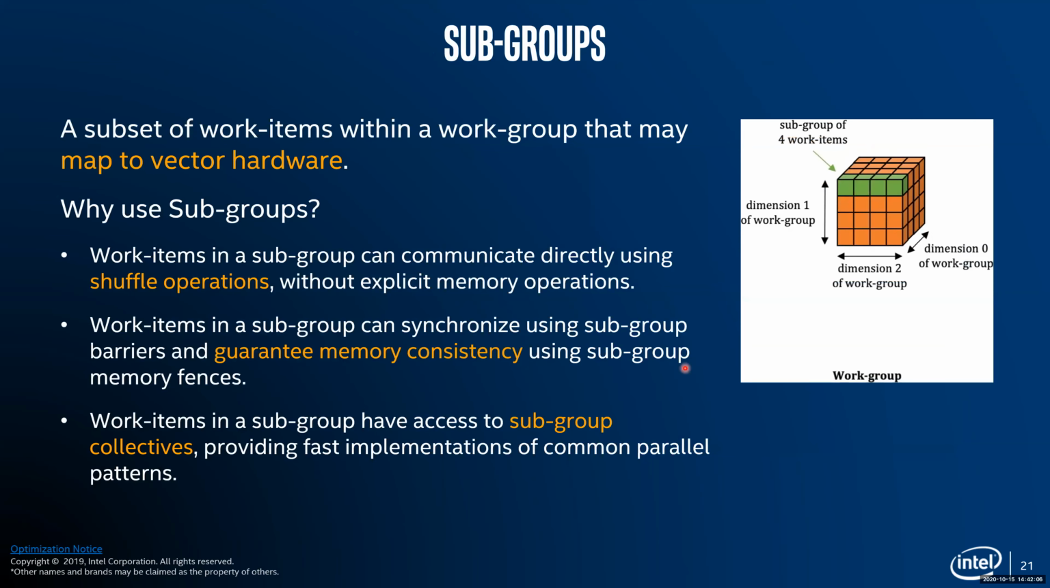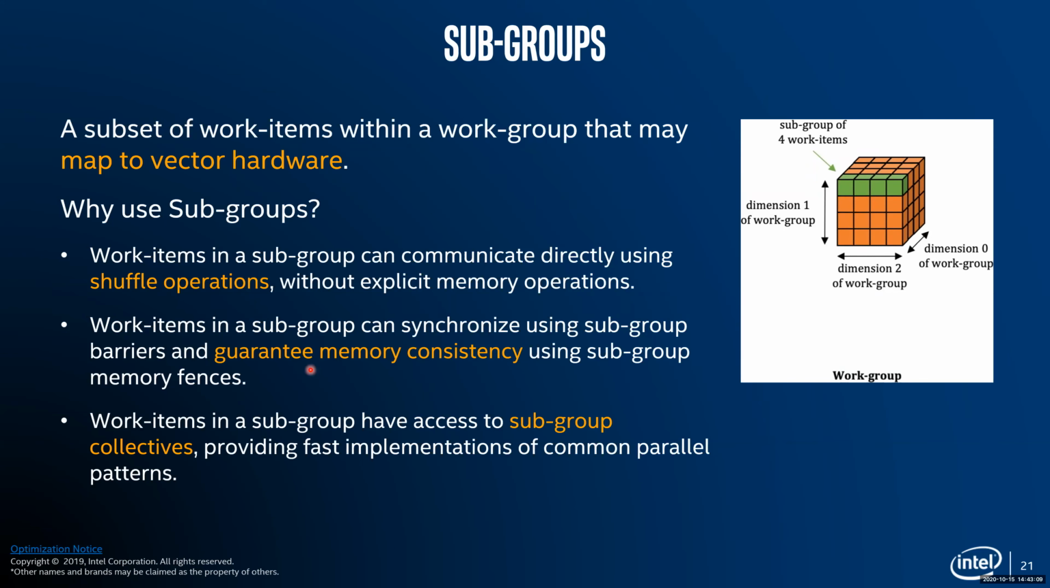So let's look at what the subgroups are. One of the biggest advantages of a subgroup is that you can communicate with the next item in the same subgroup by using shuffle operations without using any explicit memory operations. Let's say you're on the first work item here, and you want to access the adjacent work item. Usually, the way to access it is you have to go through the global memory and read from global memory. Whereas if you use subgroups, since the entire subgroup is on the vector hardware, you can use a shuffle operation. That way you are not doing a lot of memory access. This will reduce the latency and give you better performance.